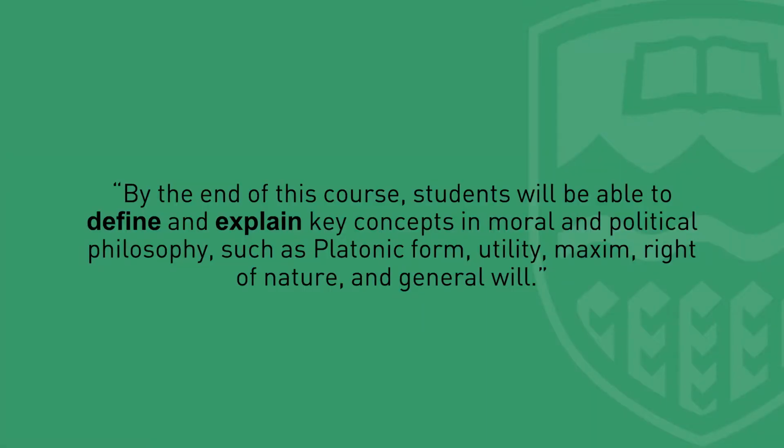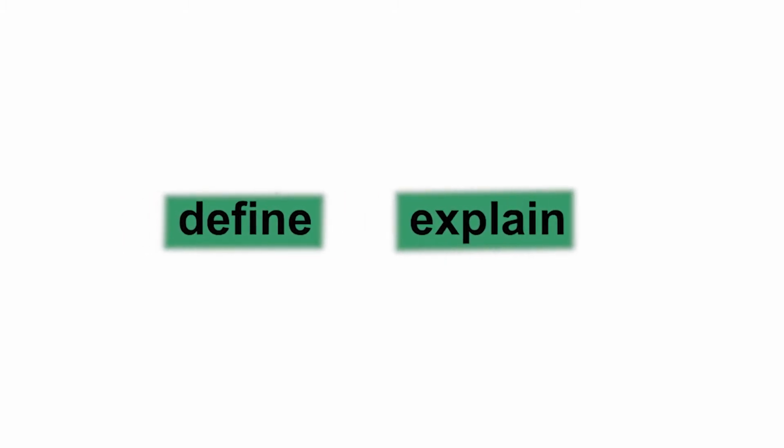For example, consider the outcome: By the end of this course, students will be able to define and explain key concepts in moral and political philosophy, such as Platonic form, utility, maxim, right of nature, and general will. The verbs in this outcome have been bolded, and they ask students to define and explain concepts. Given these verbs, it would be reasonable to ask students to give the definition of these terms and explain the general aspects of each term or concept covered in your course.